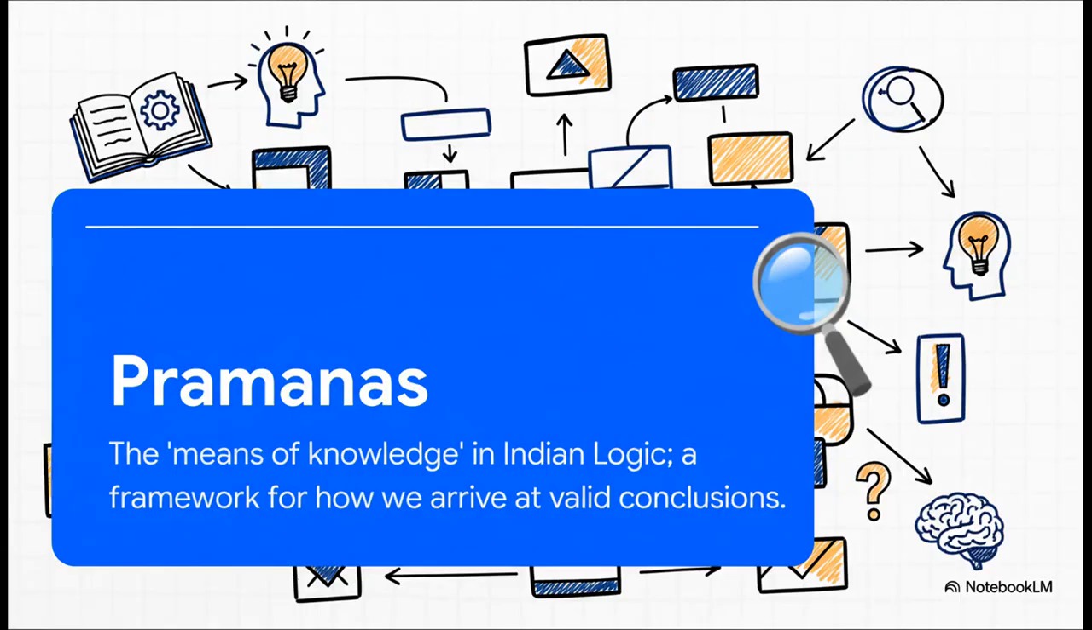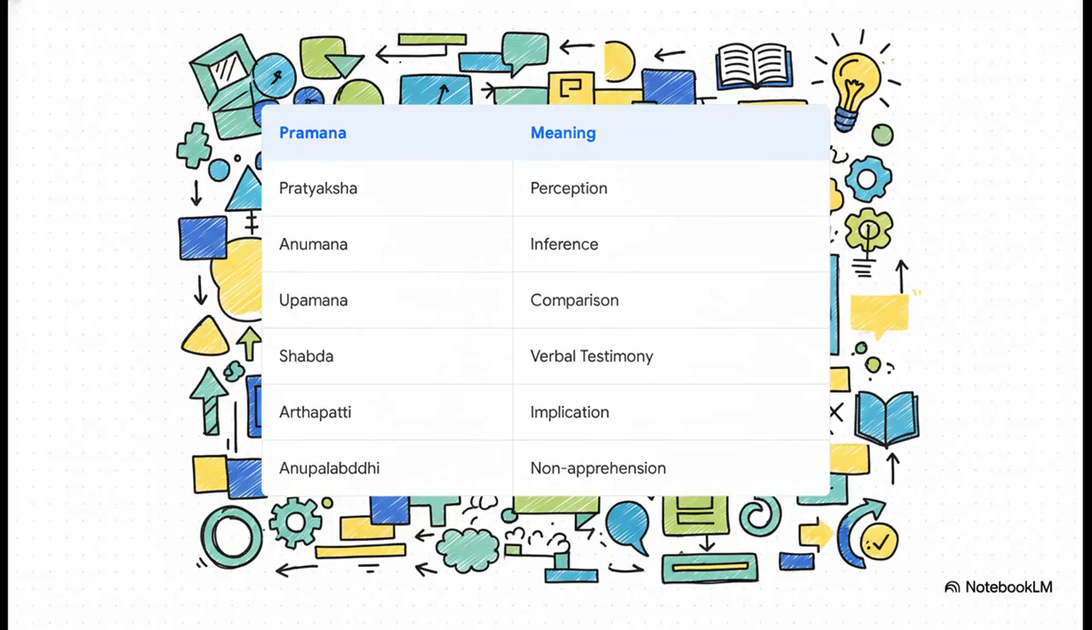Now, the logical reasoning unit also introduces something really unique and fascinating: Indian logic. At its core is this concept of pramanas, which basically means the means of knowledge. It's a whole framework for figuring out how we know what we know and how we arrive at conclusions that are actually valid. The syllabus lays out 6 of these pramanas. You've got pratyaksha, which is just direct perception, and anumana, which is inference, all the way to shabda, which is knowledge you get from a reliable source.